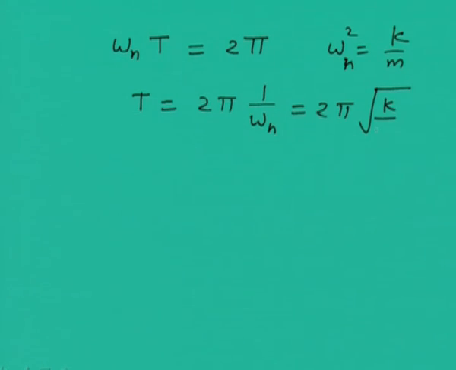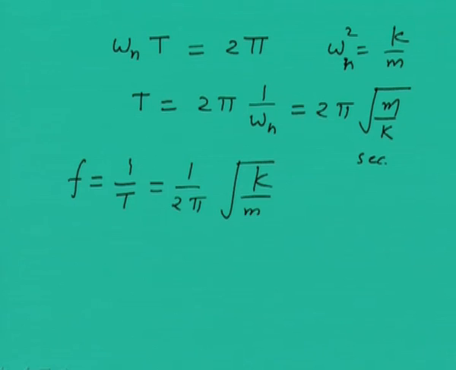m by k, and this is in seconds, the unit will be second. Similarly, frequency can be given as the inverse of this, so that will be 1 by 2 pi root k by m, and that will be in cycles per second or hertz. So this is the unit of the frequency.